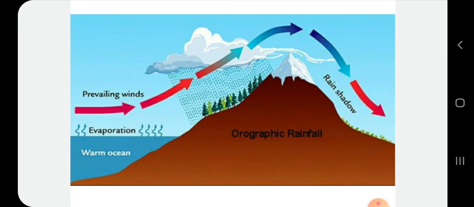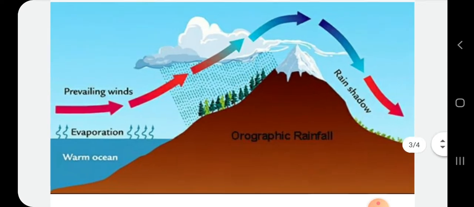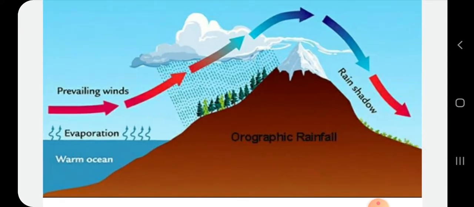However, when these winds cross over the mountain range and descend along the leeward slope, they get warm and dry. Therefore, they cause very little amount of rainfall. The areas lying on the leeward side of the slopes are called the rain shadow areas. So, the rain shadow areas get very little amount of rainfall.